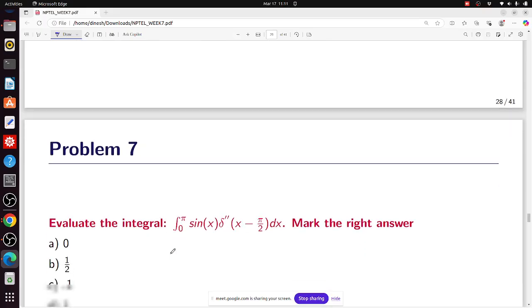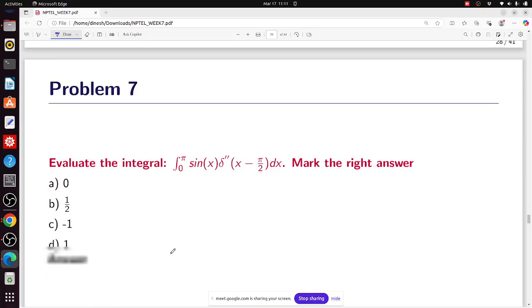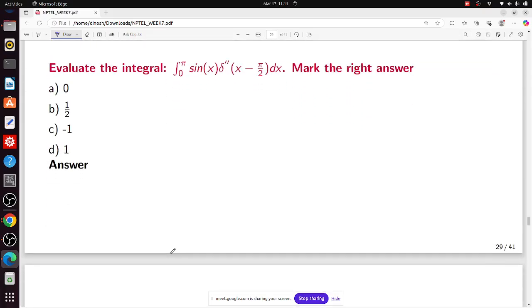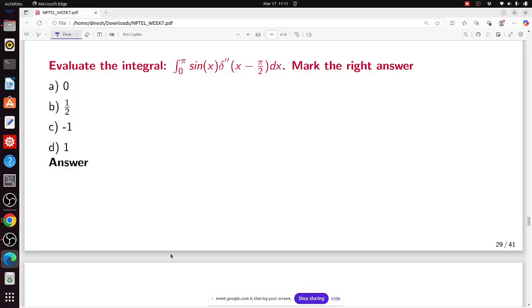Coming to the next problem, evaluate the integral from 0 to pi of sin x delta double prime (x minus pi by 2) dx. This problem is basically on the Dirac delta function. We just looked at some of the properties of the Dirac delta function, so we'll state the properties.